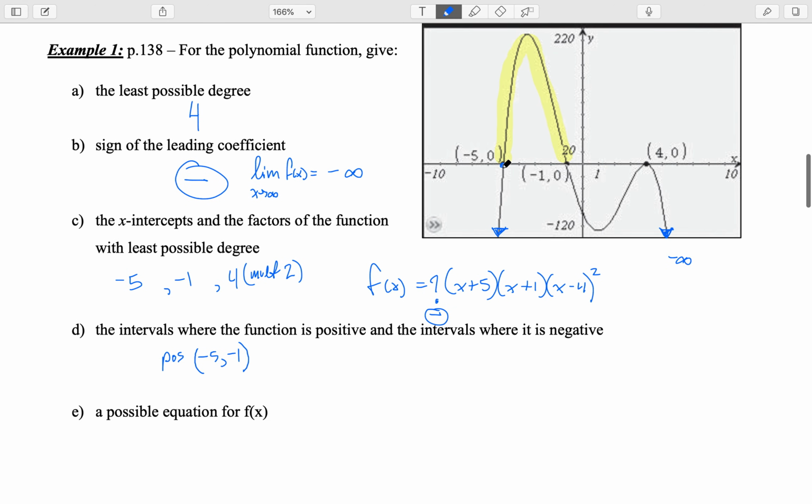Well, it's negative from here down to infinity, so from -5 and off to the left. So it's going to be from -infinity up to -5, never inclusive. It's also negative from -1 to +4, and also from 4 on to infinity.